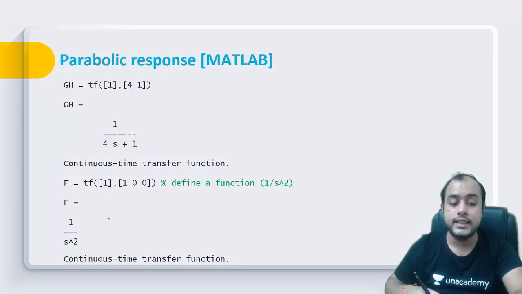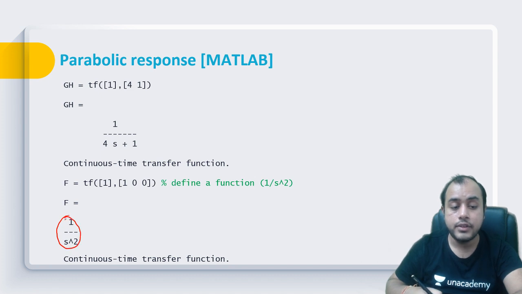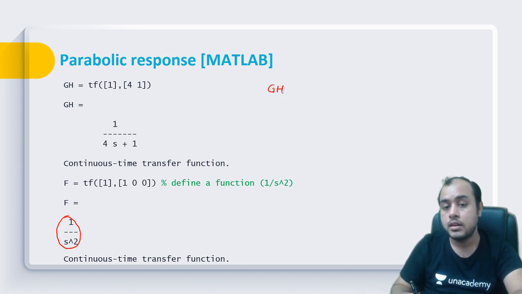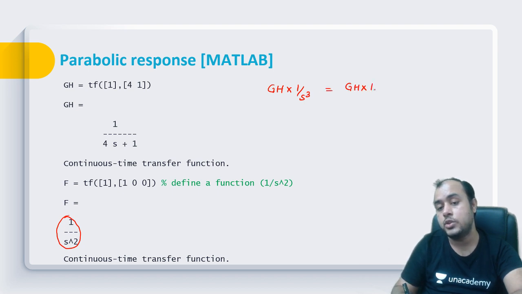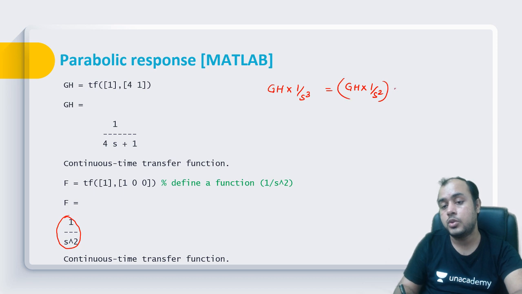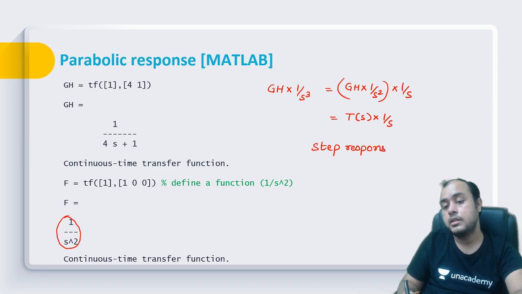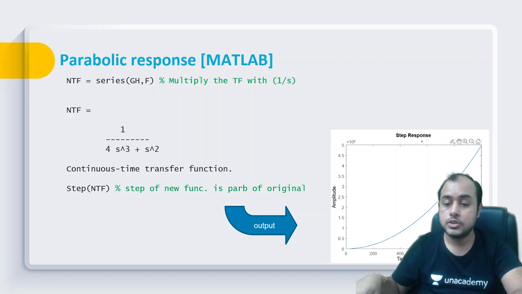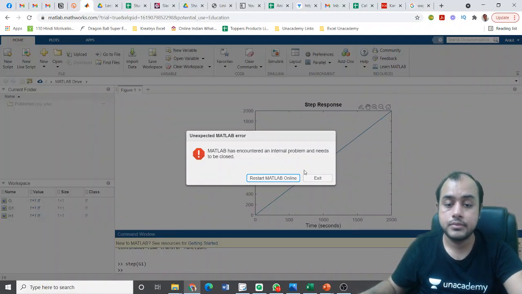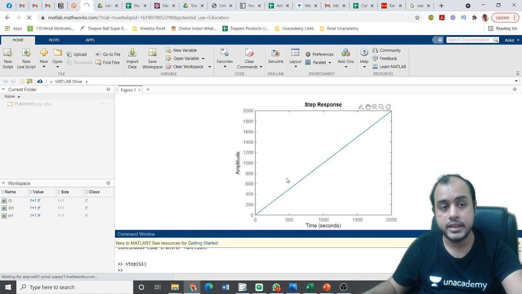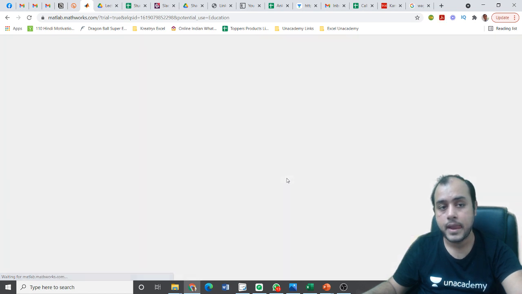So again, if you see, this time we have to define 1 by s square. Why? You will multiply gh into 1 by s cube. So you will write gh into 1 by s square into 1 by s. That is, this is a new function and we are taking step response of ts. Step response of ts. So let me show it to you in the MATLAB. Just let me restart it. Okay.